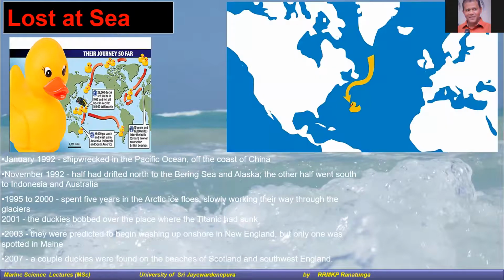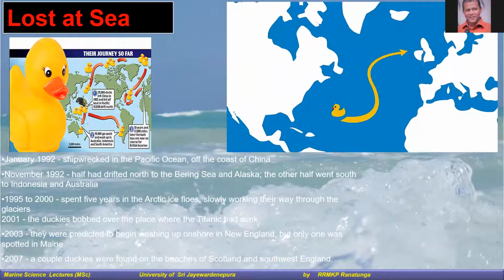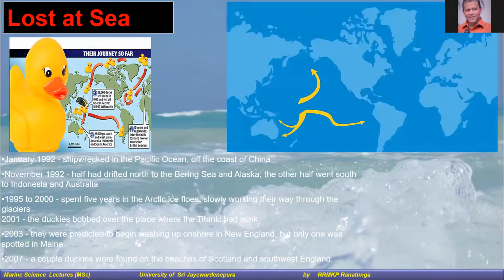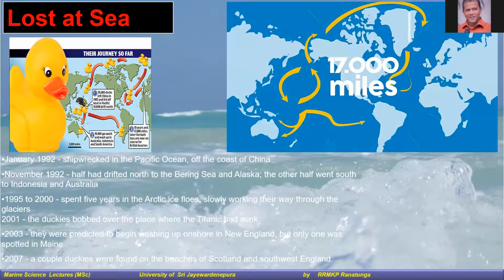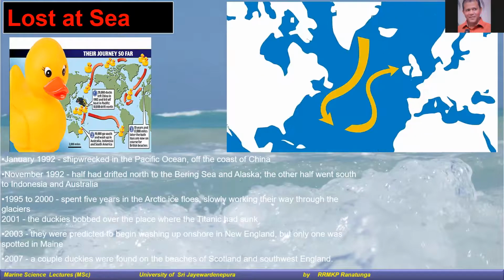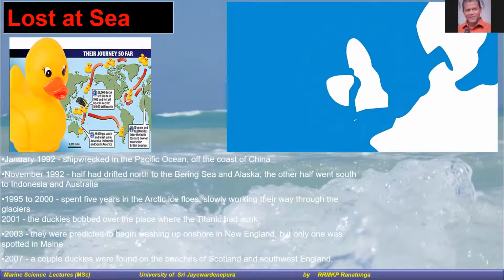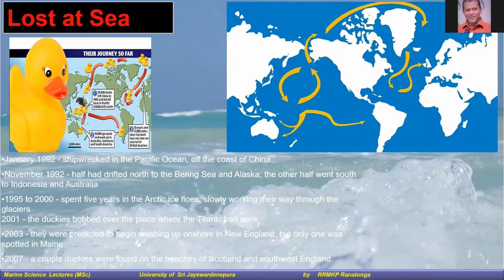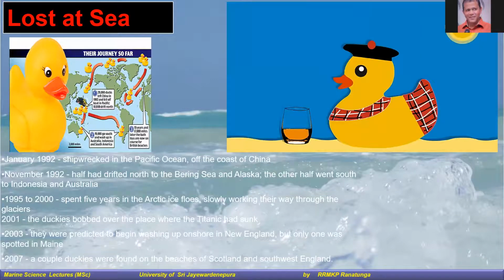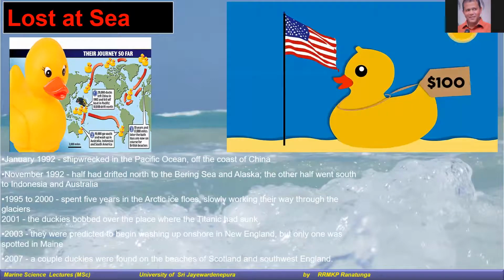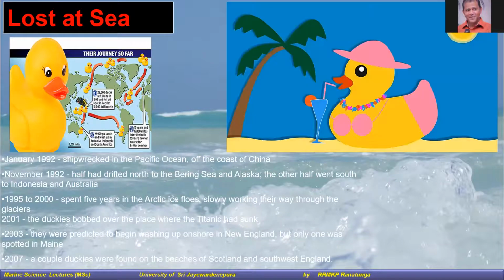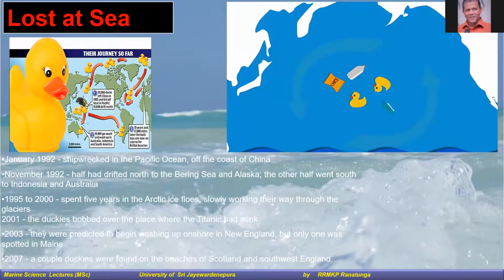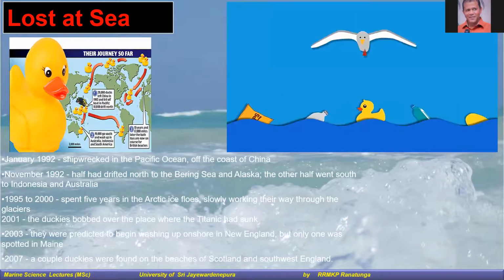But for some of them, the adventure wasn't over yet. A small group of the plastic ducks were heading east again. In July 2007, after 15 years and 17,000 miles, the ducks ended their journey on the shore of Scotland. But unfortunately, it didn't end so well for all the ducks. While most of them are now drinking Scottish whiskey, are rewarded $100 on the American market, or enjoying a cocktail on the beaches of Hawaii, for some of them, their journey ended in the big plastic soup in the north of the Pacific Ocean.